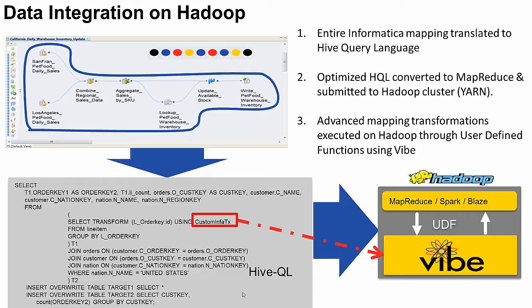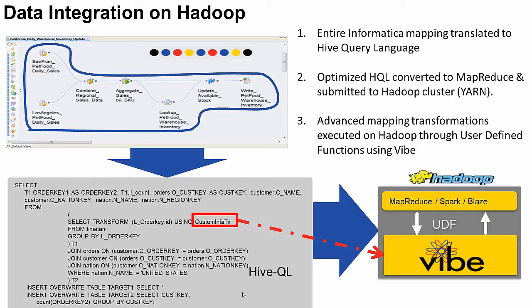The mapping is converted to a Scala program. The Scala program is sent to the Spark executor, and then the Spark executor executes the program on the Hadoop cluster. And same thing with Blaze. Mapping is converted to highly optimized C++ code, and then it's submitted to the Hadoop cluster to process, right? So this is a very high level, quick run through of how you process on Hadoop.